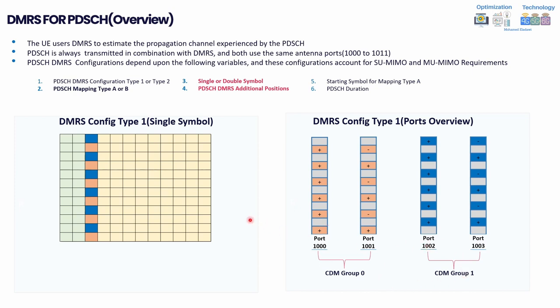So now I have explained DMRS configuration type 1, single symbol, where it's using 4 antenna ports. This means that a single user MIMO can use up to rank 4, because there are only 4 antenna ports. Okay, this is the first part, which is very important to highlight. Now let's move forward to the features, and it will clarify whatever we have mentioned here.